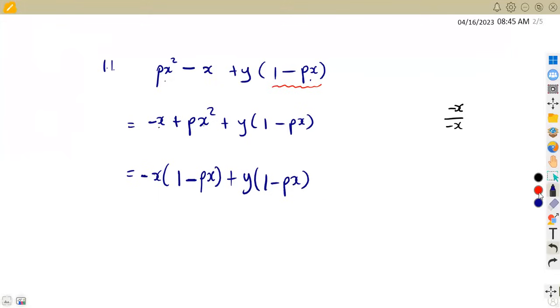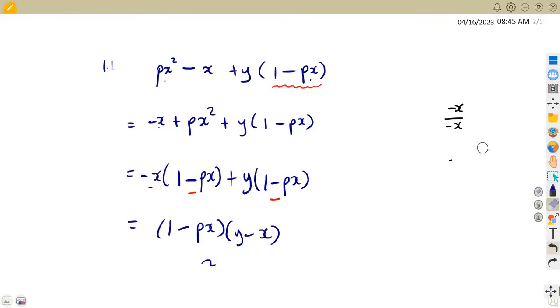Which means we are going to remain with minus px plus y into 1 minus px. So as you can see already here, we have got 1 minus px, 1 minus px, which is the same. So we are going to factor out, or take out, this common bracket of 1 minus px, meaning we are supposed to remain with a part of minus x plus y. But minus x plus y is the same as y minus x. So this can be written as y minus x like that.